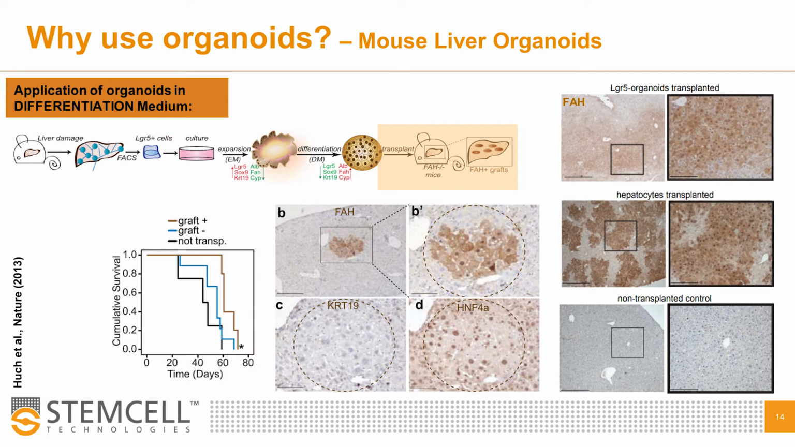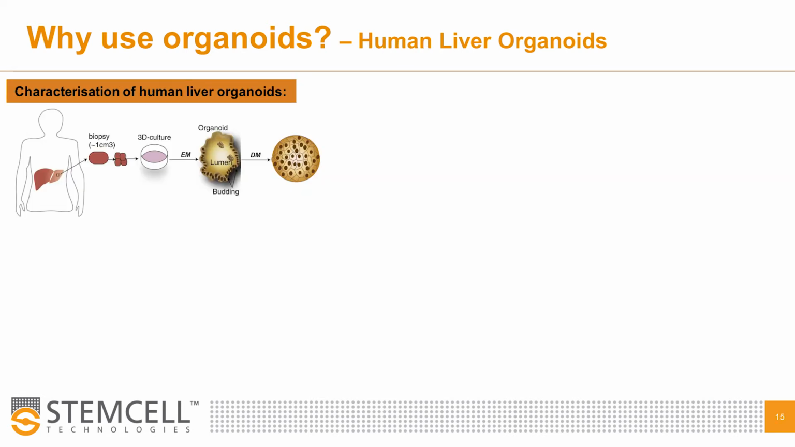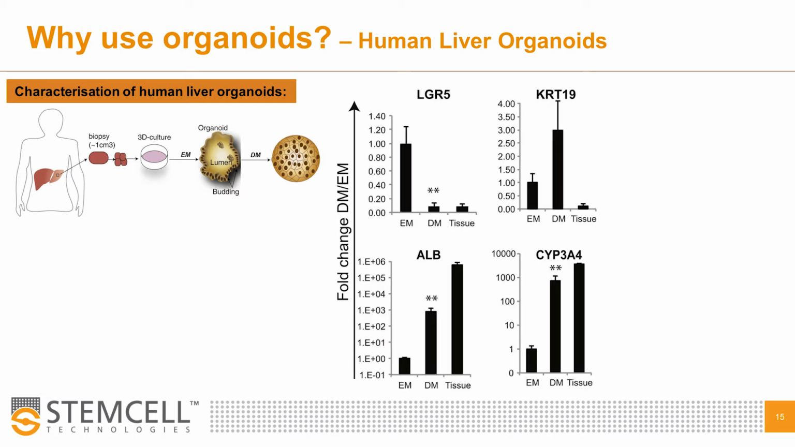So to transition between species, the protocols and medium formulations to grow liver organoids had to be optimized. But indeed, Huch et al. showed in 2015 that it is also possible to generate liver progenitor organoids and differentiated organoids from human liver biopsies. Similar to the mouse organoid system, organoids downregulate stem cell genes when transitioned from expansion to differentiation medium, while upregulating in parallel markers associated with mature hepatocyte and ductal lineages.